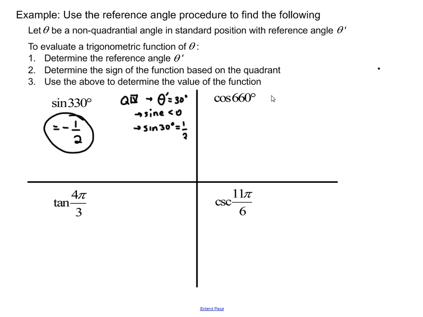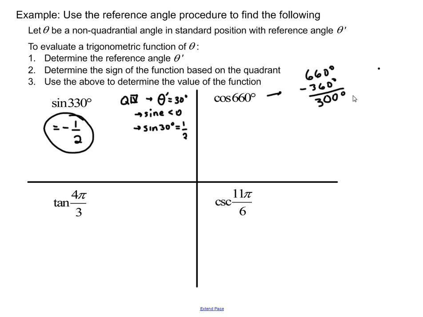Okay, so let's try it with a different one. Let's try 660 degrees. What do we know about that? Well, that is definitely larger than 360 degrees. So we're going to have to do a couple of little extra tasks right here. For one, we have to get our reference angle, right? So which means we're going to have to take our 660 degrees and find a coterminal angle less than 360 degrees. So let's subtract away 360 and see what we've got right here.